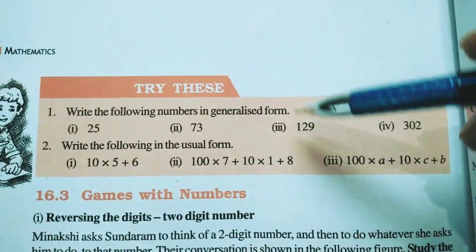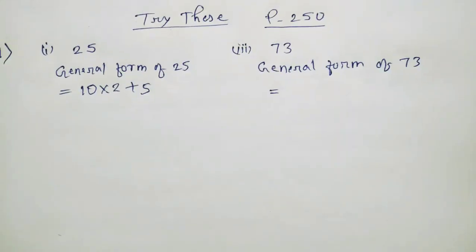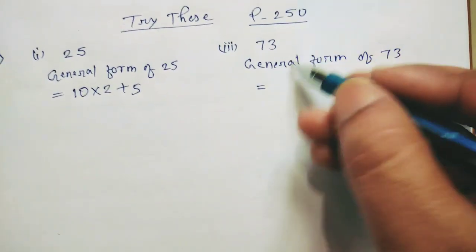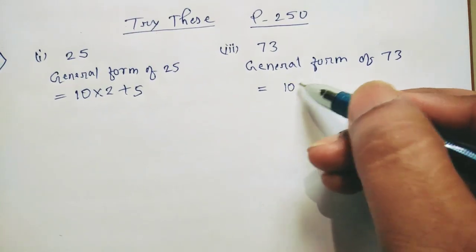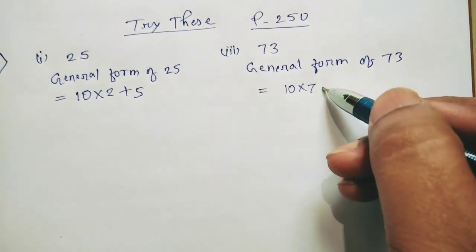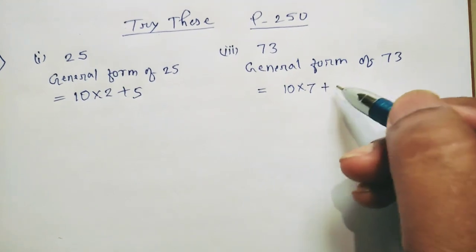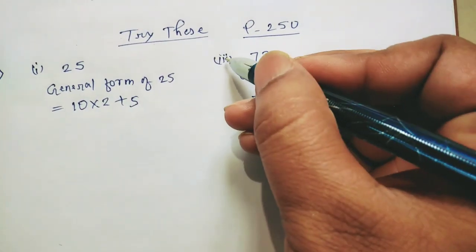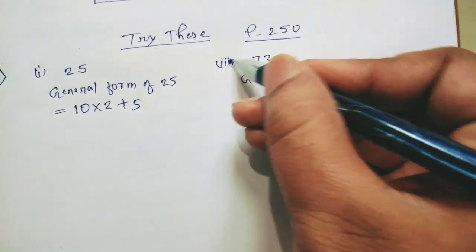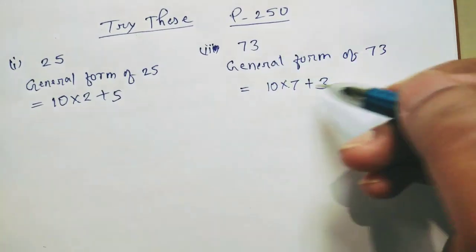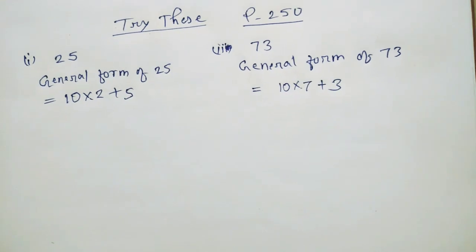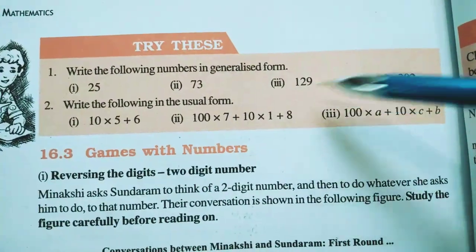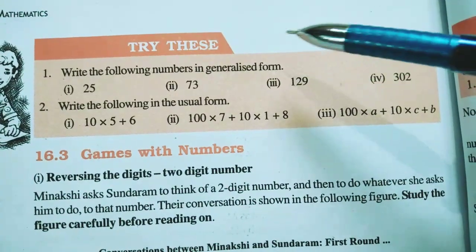Now let us do number 3. Numbers 2 and 4 are your homework. So the general form of 73. It will be what? 7 is in tens place, so 10 into 7 plus 3. Oh sorry, it is not number 3, it is number 2. 73 is number 2. Okay, so 73, 10 into 7 plus 3. Understood? So 3 and 4 are your homework. They are three-digit numbers, so you can do them.